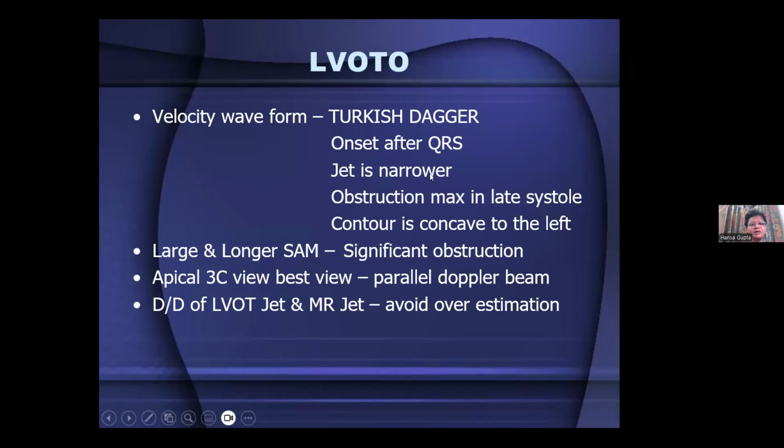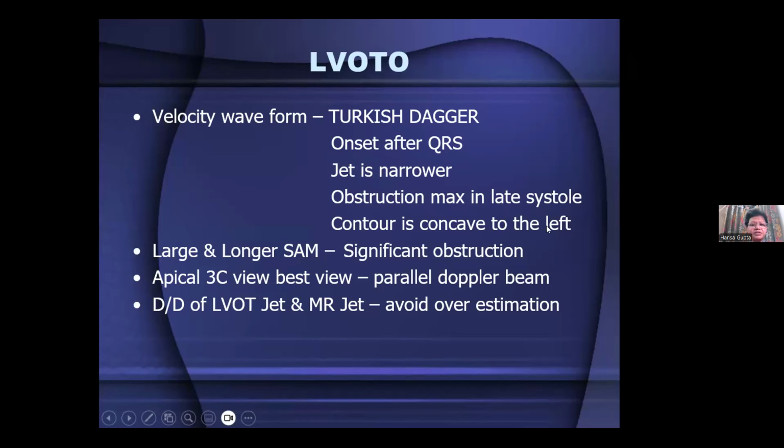The jet is narrower. Now, what are we comparing it with? You may get an AS, you may get an MR, so you need to differentiate. Is it the LVOT obstruction you are dealing with, or an AS or an MR? Okay, so the jet is narrower, finishes early, obstruction is maximum in late systole, and hence you get a late peaking curve. I'll show you. The contour is concave to the left.